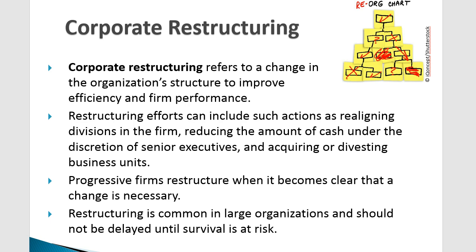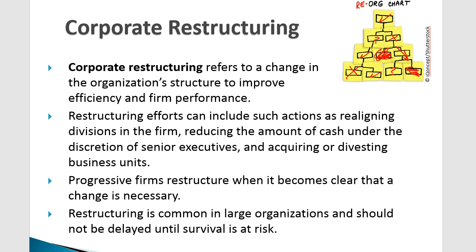So therefore, an outside factor may occur that shrinks sales or profits or brings additional competition, or it just could be changing times where the company has to restructure to improve its efficiency and reformulate what's hopefully going to enhance the firm's performance. So restructuring efforts can include such actions as realigning divisions, combining divisions, breaking up divisions, reducing the amount of cash under different senior managers, acquiring or divesting business units. It could also be firing and combining management positions.